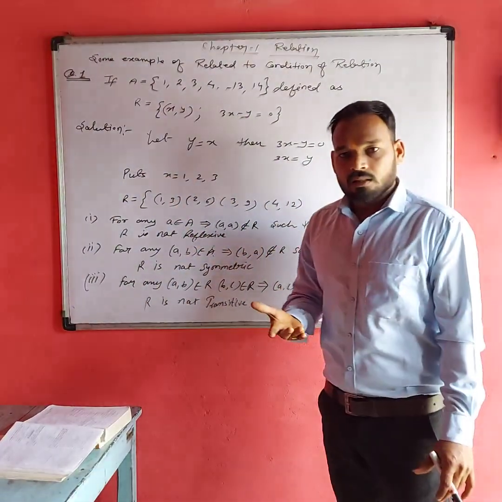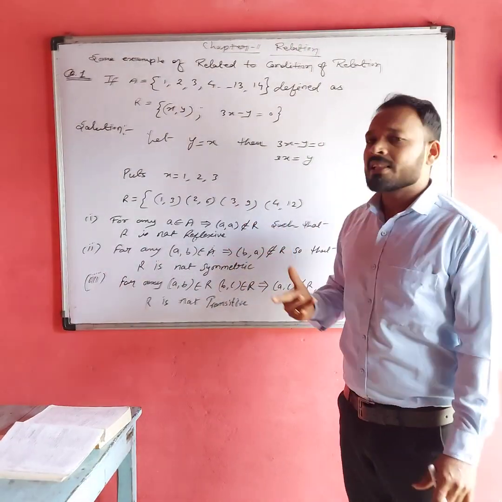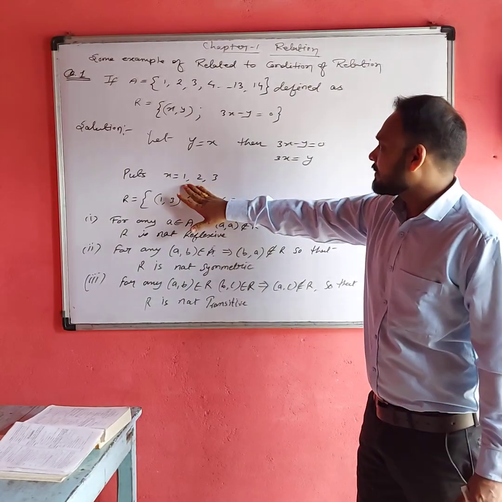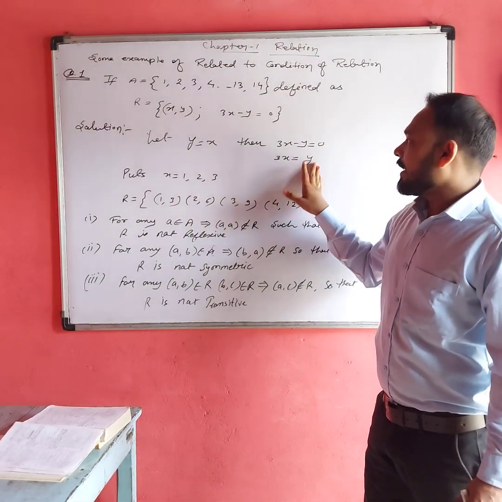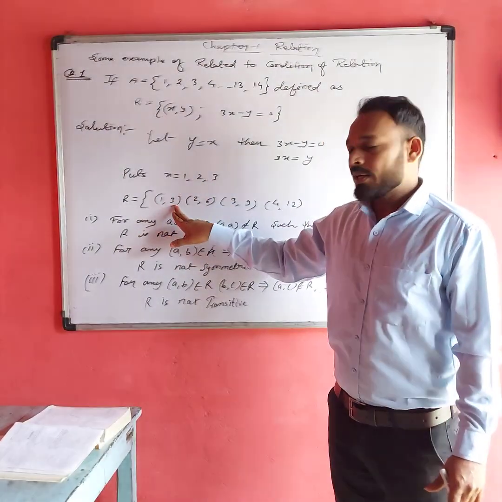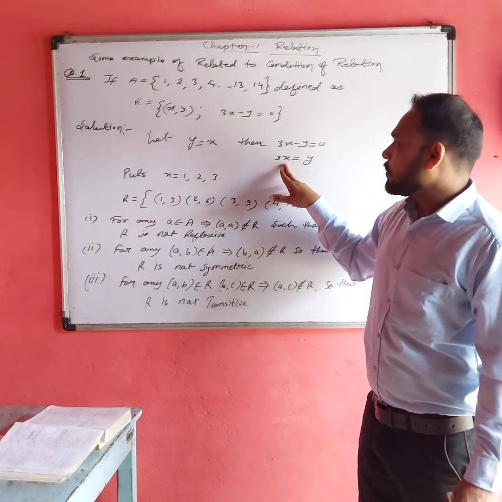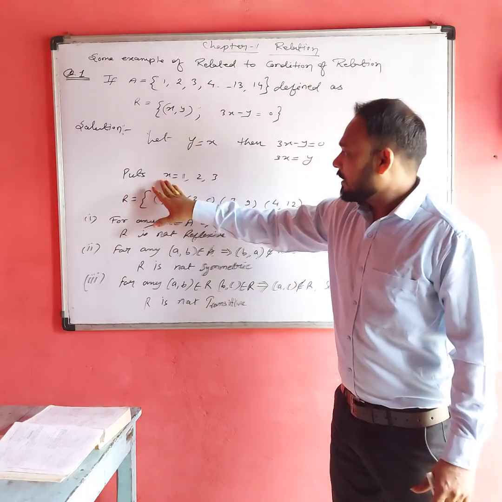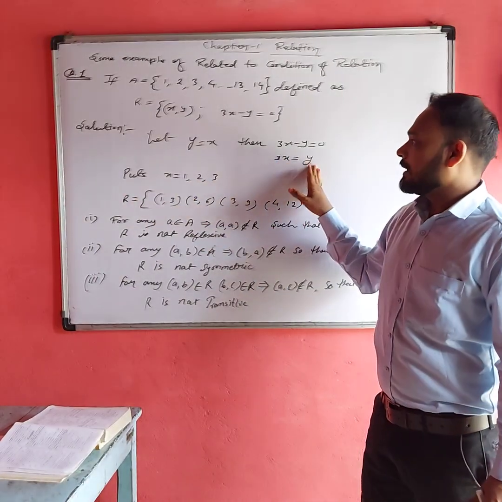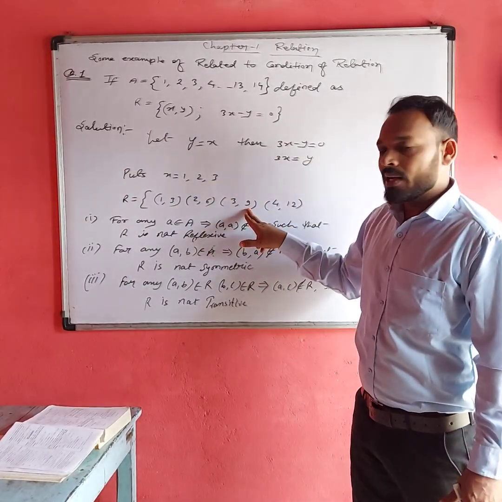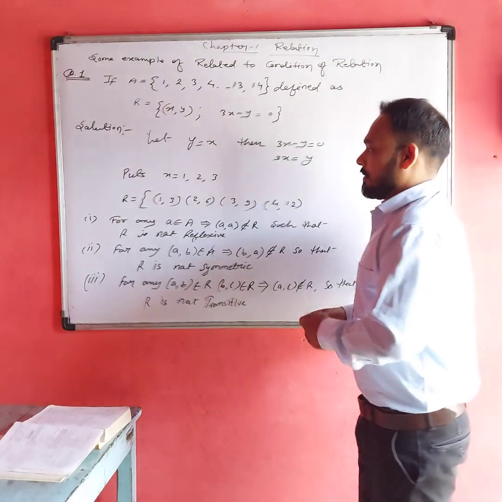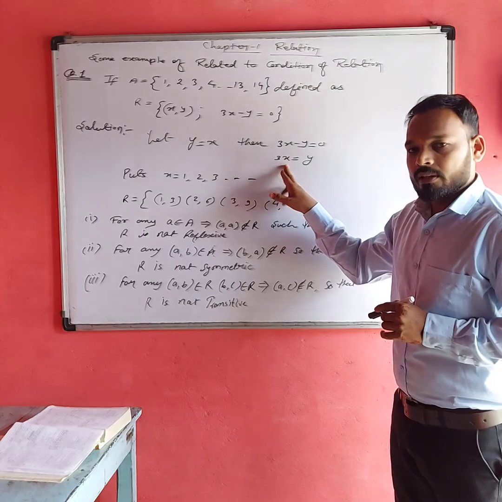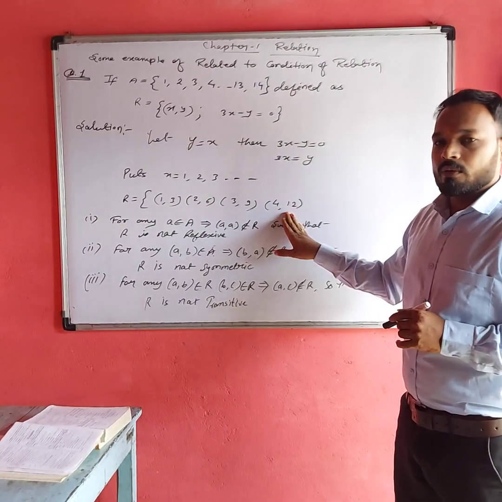Let's check the condition. Then x is equal to 1 to 3. Firstly put x is equal to 1, then y is equal to 3, so the pair is (1, 3). Second, x is equal to 2, then 2 times 3 is 6, so y is equal to 6. For x is equal to 3, y is equal to 9. And for x is equal to 4, y is equal to 12.